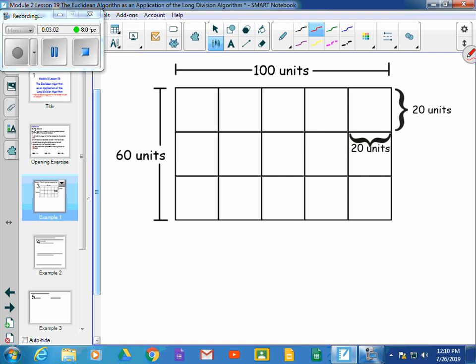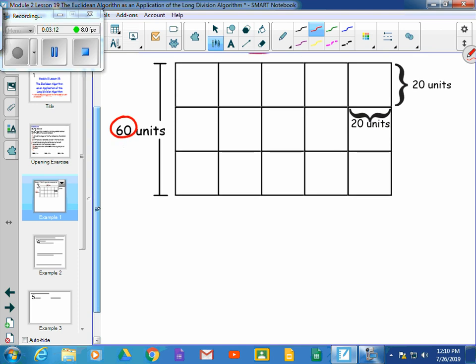To figure this out, we're going to come up with the greatest common factor of the 2 dimensions, 100 and 60. We're going to use Euclid's algorithm to find it. So we want to take the larger number and divide it by the smaller number. We are not dividing this completely. We may have a remainder. 60 goes into 100 one time, and when we subtract, we get 40.